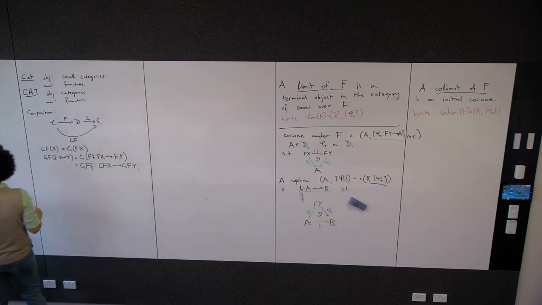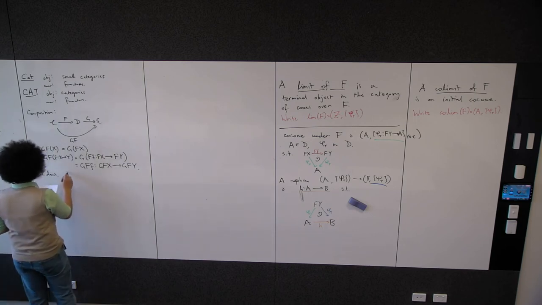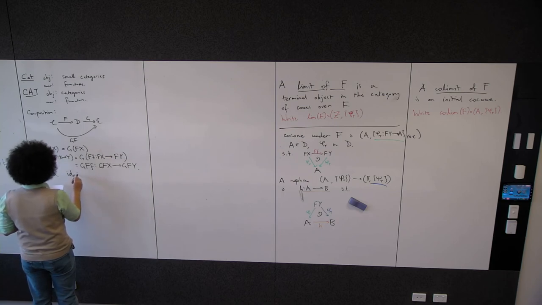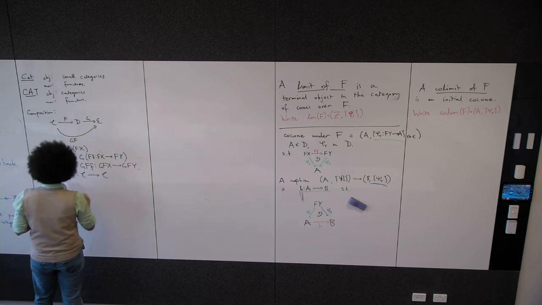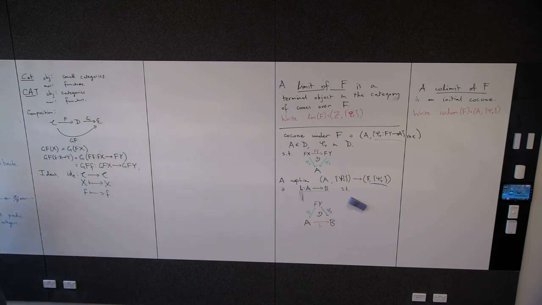The identity functor is the obvious thing. So id C is a functor from C to C, which sends an object to itself, and it sends a morphism to itself. Okay, great.